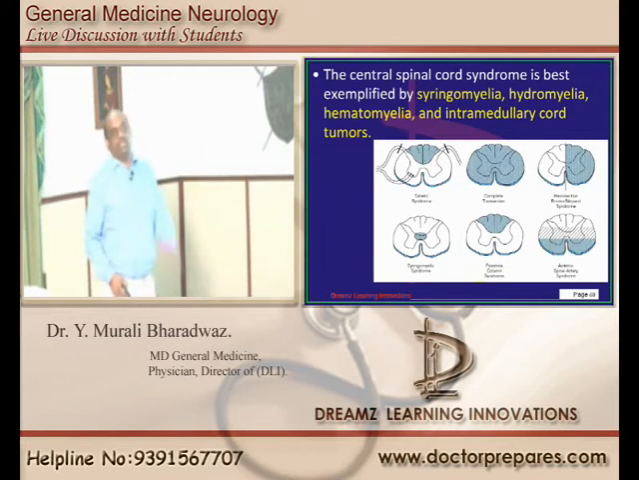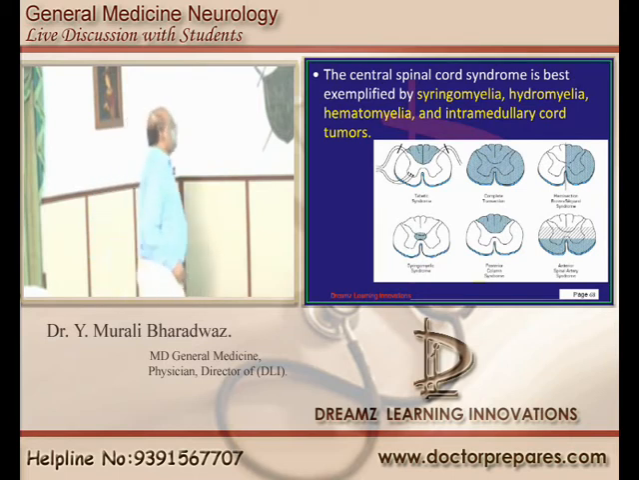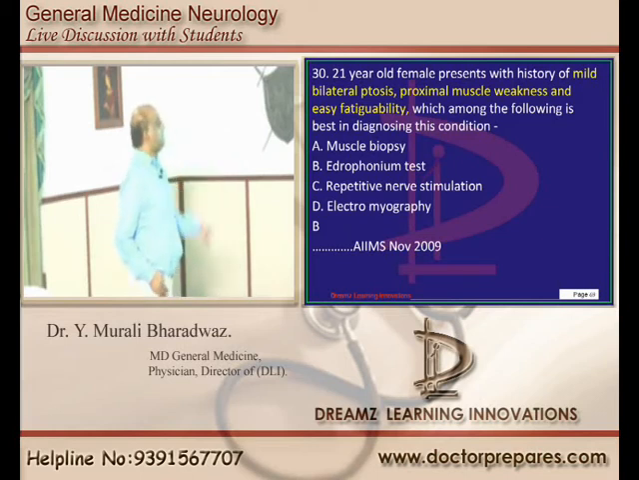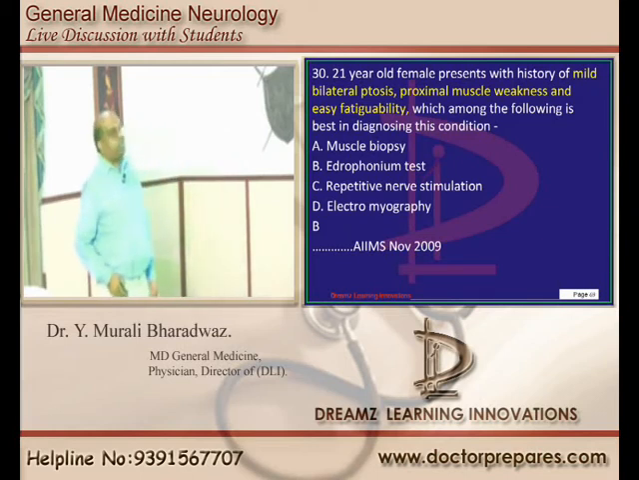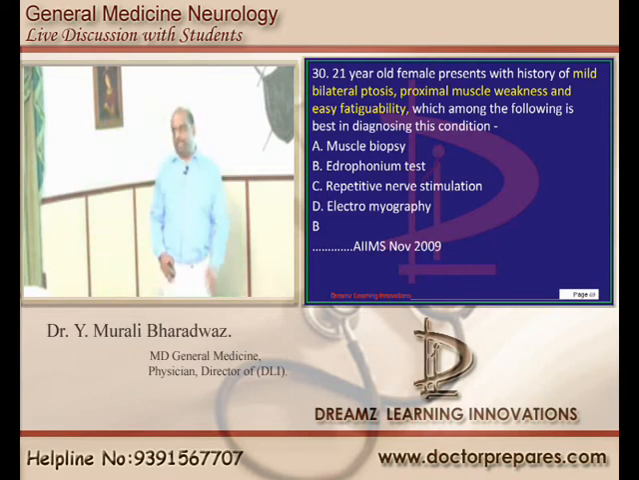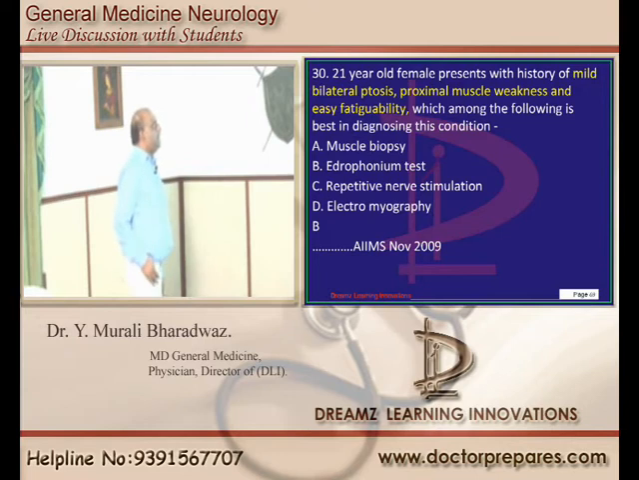So now, what are the various causes? Syringomyelia, and any intramedullary spinal cord tumor can also lead to central cord involvement, this kind of dissociated sensory loss. A 21-year-old with mild bilateral ptosis, proximal muscle weakness, easy fatigability, then what is the most likely way that you can diagnose him? Favorite question, it is a case of myasthenia gravis, how do you want to do it? So now in this question we are going to debate a favorite issue for the examiner.